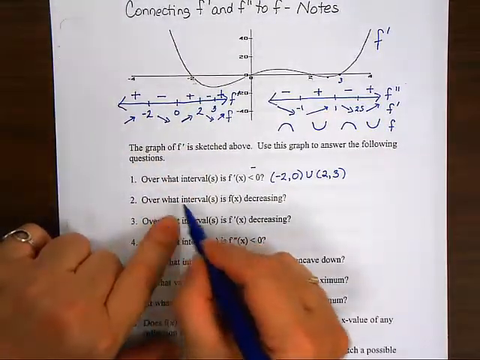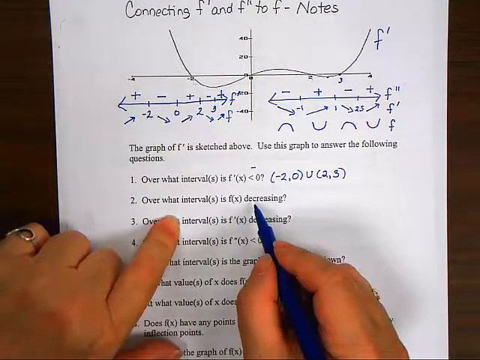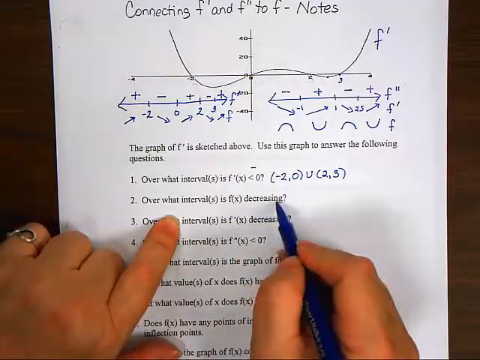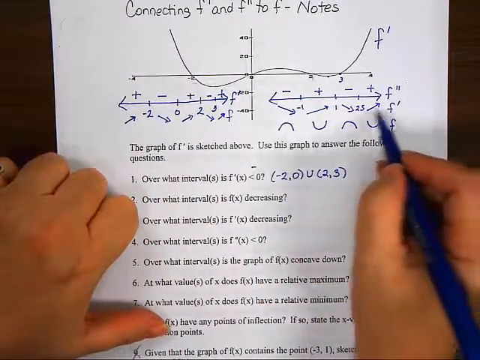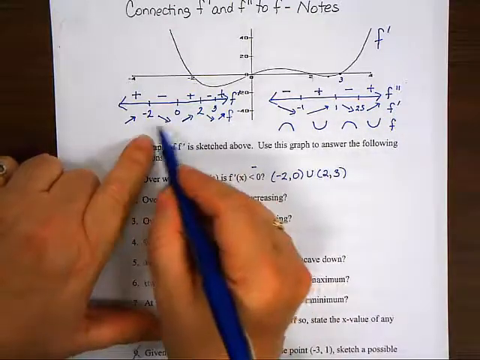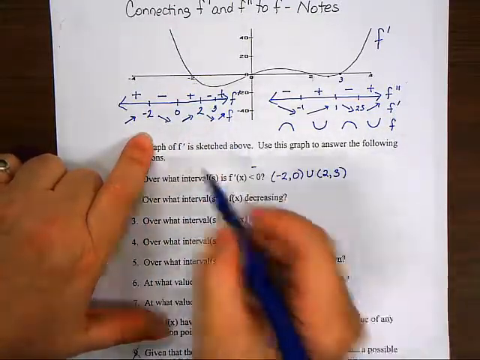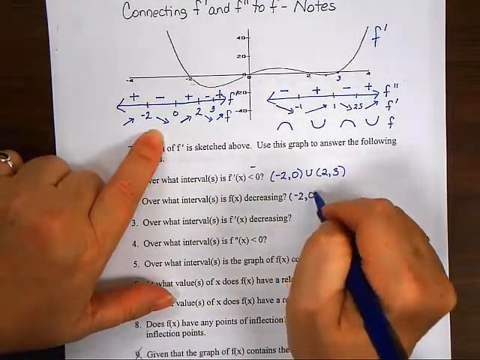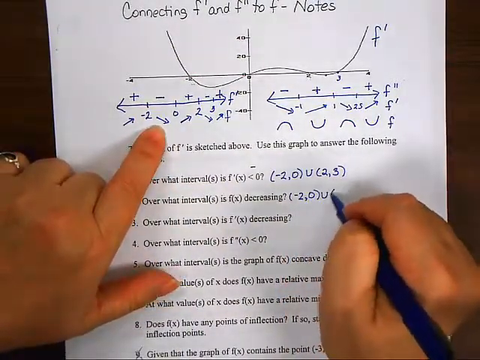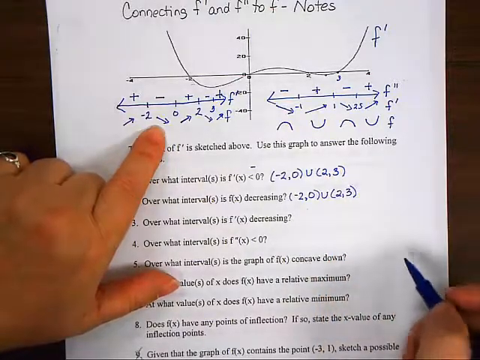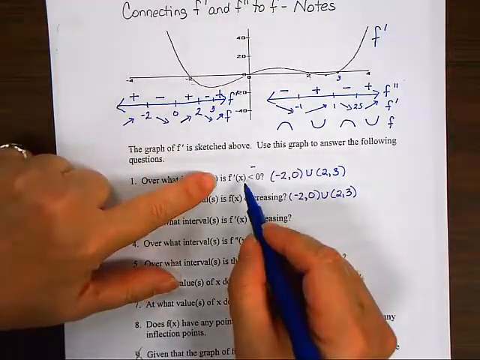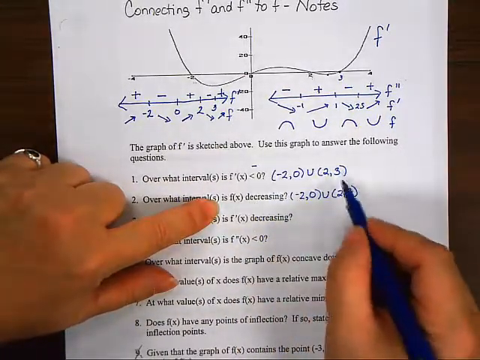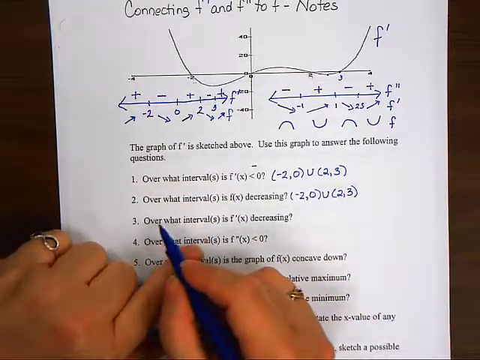Okay. Over what intervals is f of x decreasing? F of x. So I'm looking for f of x information that talks about decreasing. No, this one is talking about f prime increasing and decreasing, so I'm back over here. Where is f decreasing? F decreasing right here. Oh, it happens to be the same interval as before, -2 to 0 and 2 to 3. So even though this question asked me about f prime and this question asked me about f, it's still the same answer for both.